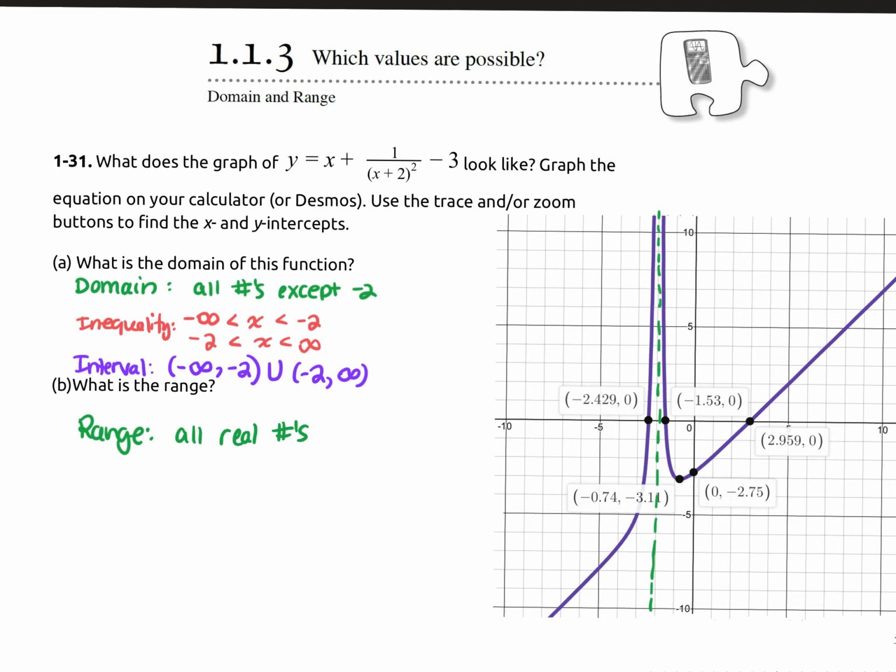Back in Algebra 1, using our inequality notation, you may have written that as -infinity is less than y is less than positive infinity. But for us, we're going to write that as -infinity to positive infinity for our interval notation.